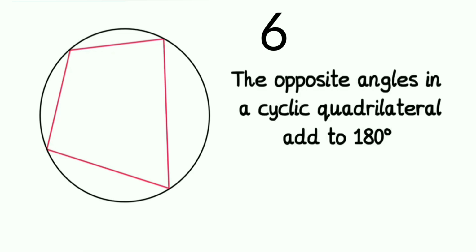So in a cyclic quadrilateral, opposite angles add up to 180 degrees. This means if this angle is 86, then the sum of the angles has to be 180 degrees. Therefore, this other angle should be 94. If angle E is 110 degrees, then angle D has to be 70 degrees.